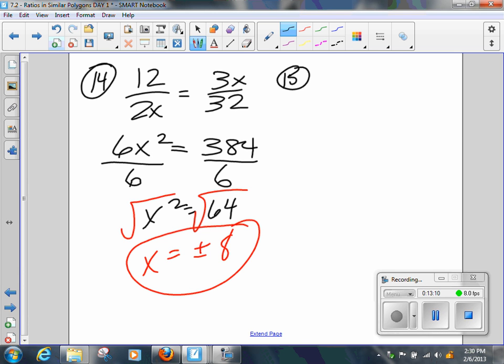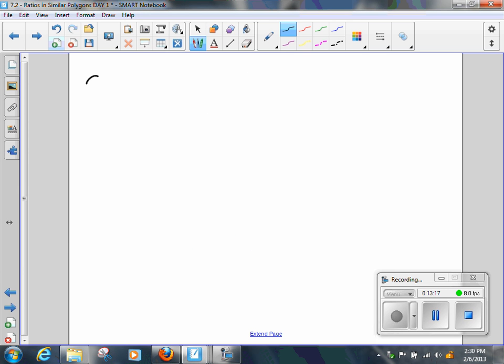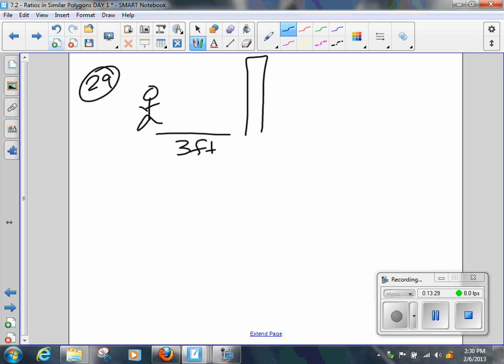Jonathan's 3 feet from a lamppost that's 12 feet high. The lamppost, all right, here we go. This is the picture. Here's Jonathan. There he is, right? Jonathan is 3 feet from a lamppost. There it is. The lamppost is 12 feet high. You need to draw this picture on your paper.